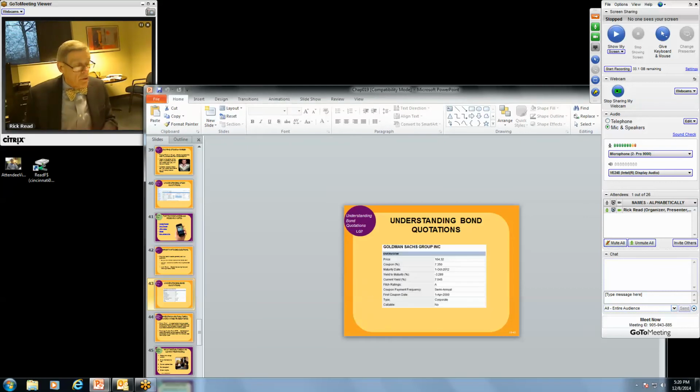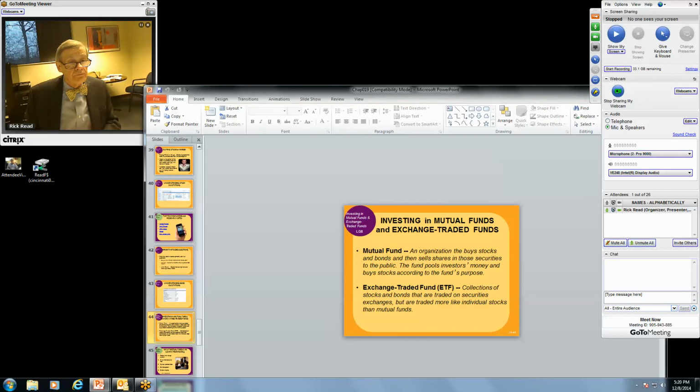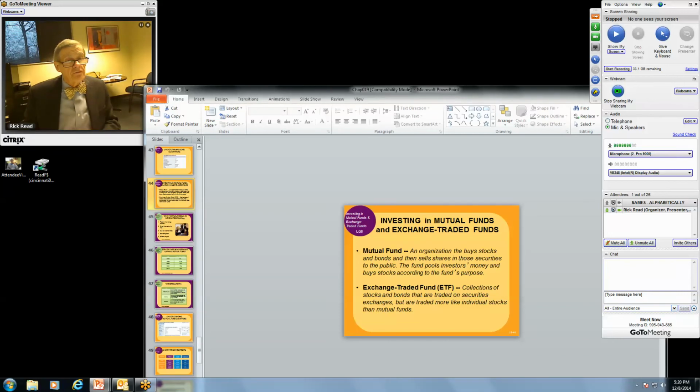And these are bond quotations, and you can see this on page 539 in figure 19.5. A mutual fund is set up by an organization that buys a lot of stocks and bonds, and then they try to get a lot of investors into that particular fund. So the risk is spread out over a wide number of people.